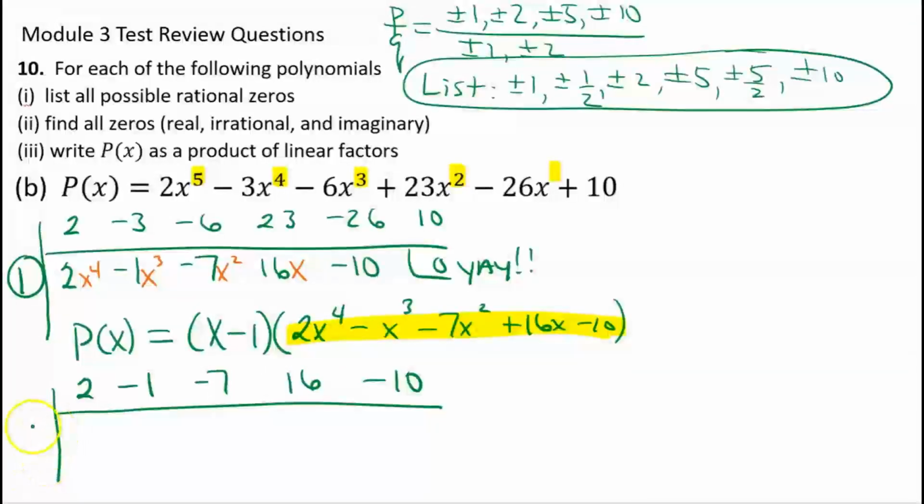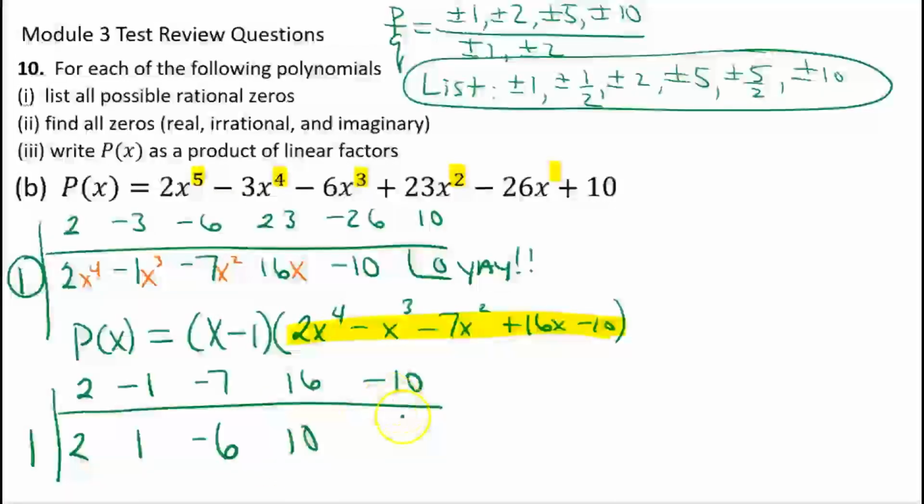Where I'm going to start here, -1, you say, no, start where you left off. Because 1 might very well be a 0 again. Remember multiplicity? When some numbers show up as zeros more than one time. So check where you left off. 2 comes down. 1 times 2 is 2, plus -1 is 1. 1 times 1 is 1, plus -7 is -6. 1 times -6 is -6, plus 16 is 10.